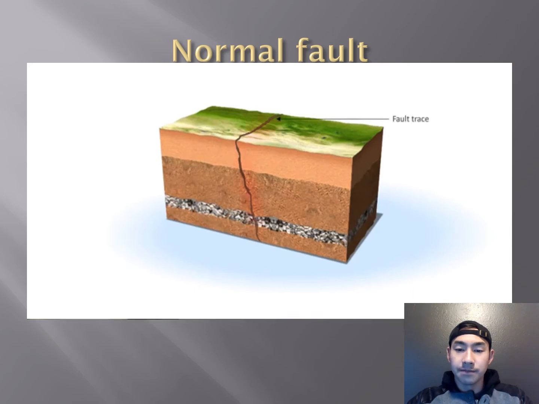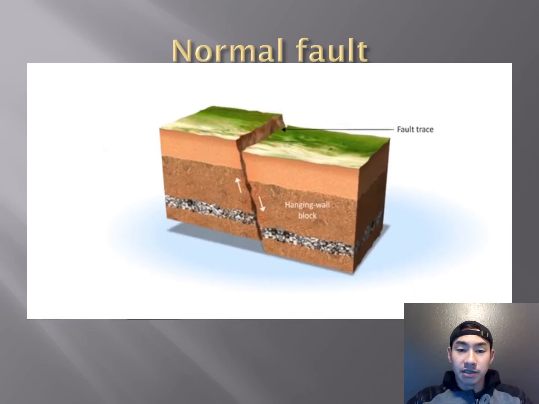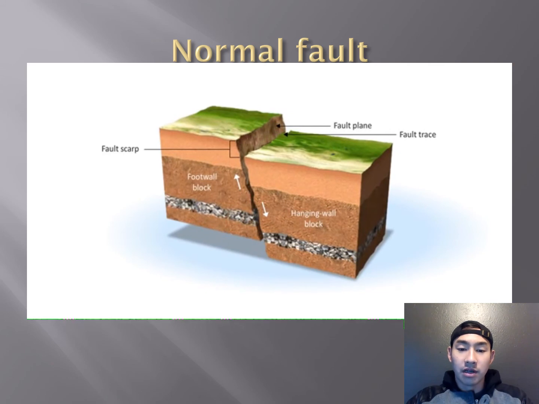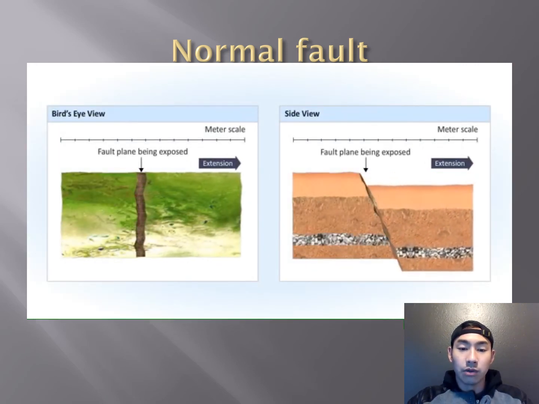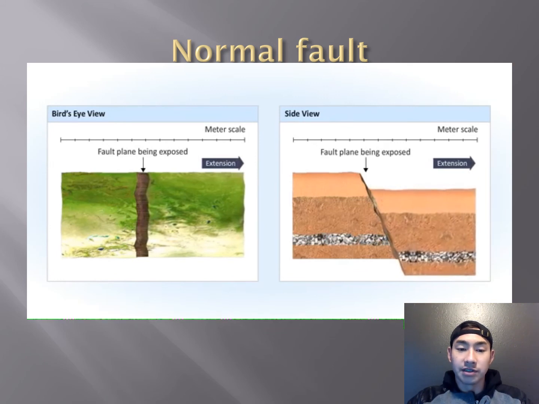So once again, we have our fault trace in a normal fault. We have our hanging wall that drops down, and then our footwall that goes up. The exposed portion of this is now called a fault scarp. If we look at this from a different point of view, we see this as an extensional environment where the blocks are being pulled apart. So we're extending the ground, essentially, by dropping the hanging wall or raising the footwall.